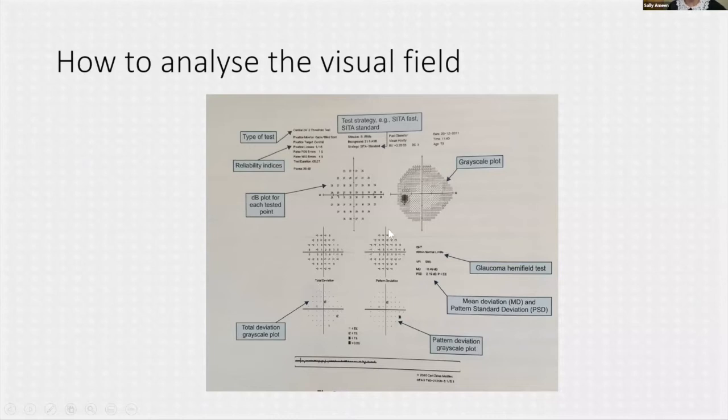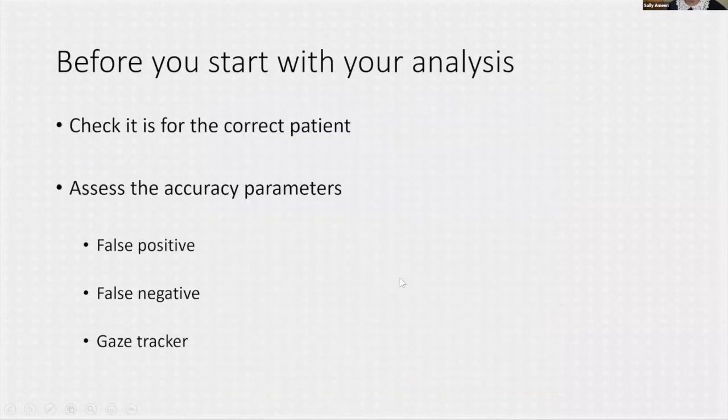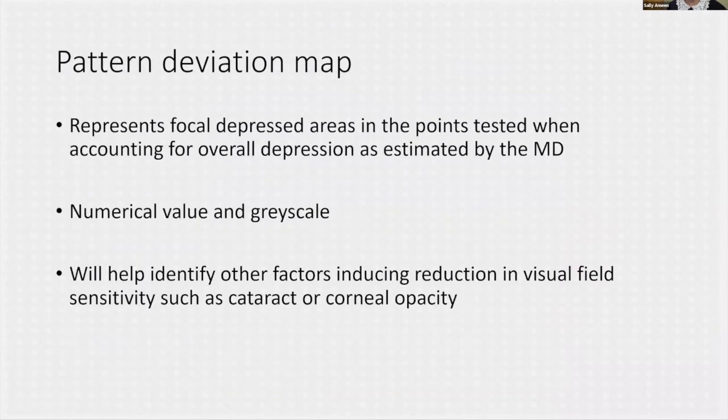And the next point is the pattern deviation. Now that's quite interesting because it represents any focal depression in the points that were tested, accounting for overall depression as estimated by the mean deviation. Again, you have a numerical value and a grayscale, and this identifies factors such as a global reduction in the visual sensitivity in patients who have cataract, corneal opacity, or vitreous opacity.